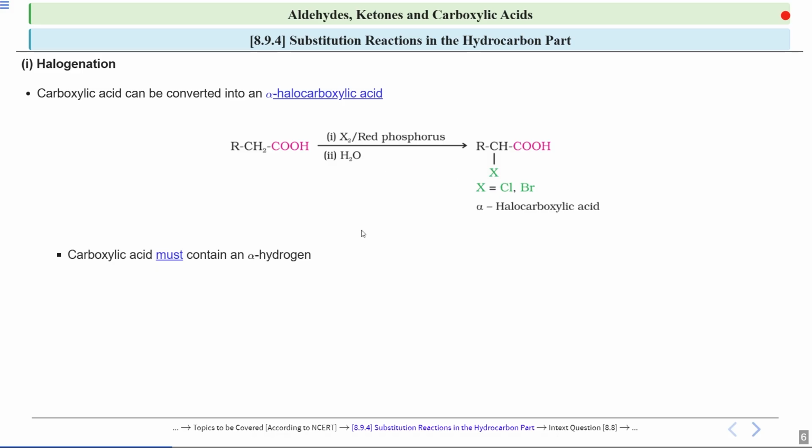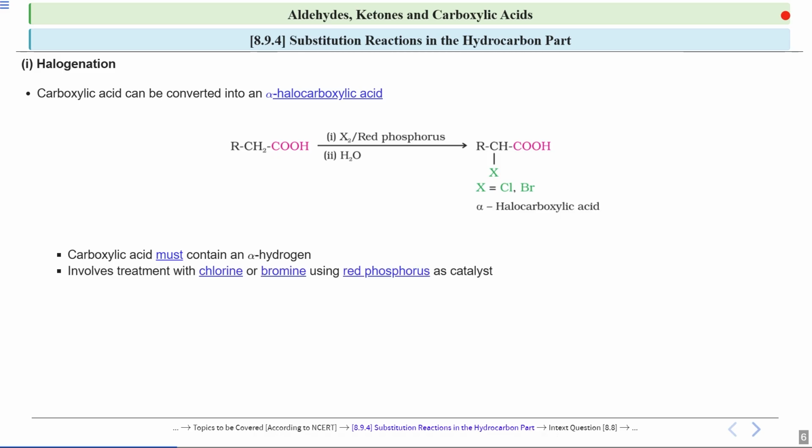It is important to remember that for this reaction to work, the carboxylic acid must have at least one alpha hydrogen. So the important thing is that the alpha hydrogen should be there. This means there needs to be a hydrogen atom attached to the carbon which is next to the carboxyl group. Without this hydrogen, the halogenation cannot take place.